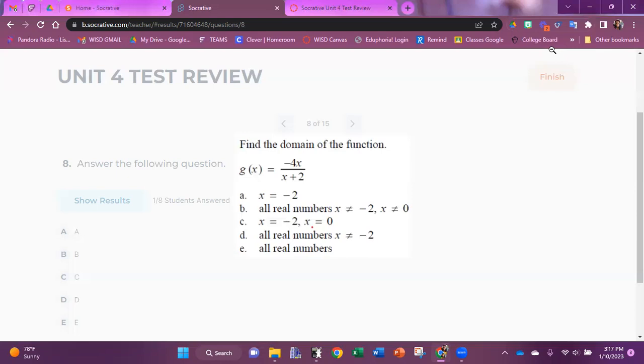Your hole, it's based on your numerator and your denominator, but there's no hole here.